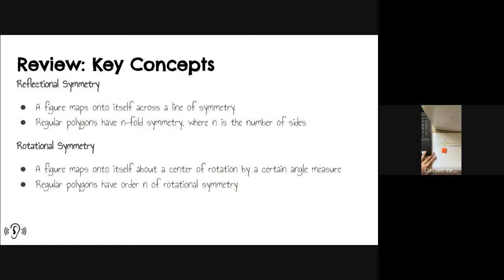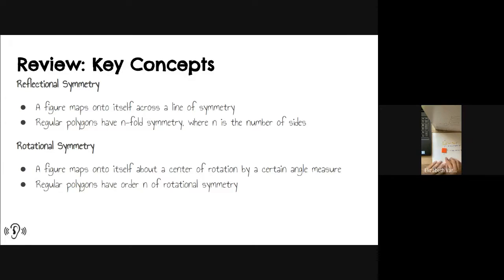Here we have the same square. We know that because this square is a regular polygon, it has 1, 2, 3, 4 sides. We know that regular polygons have rotational symmetry equal to the number of sides. So this square would have 4 order rotational symmetry. We know this because if it's a regular polygon, the rotational symmetry is equal to the number of sides.